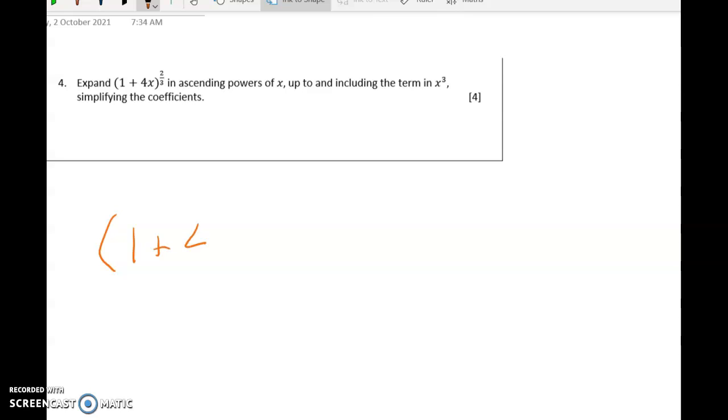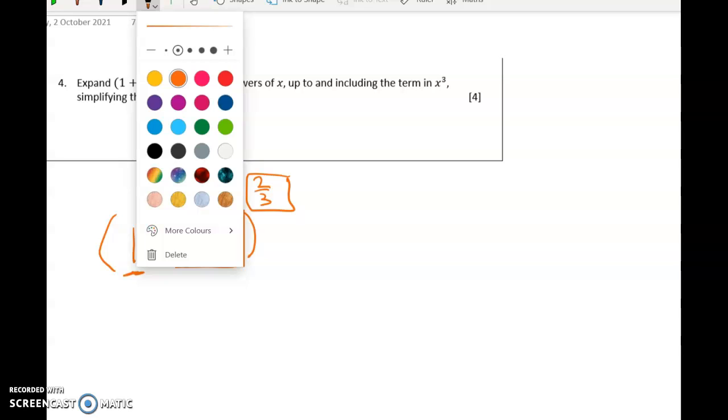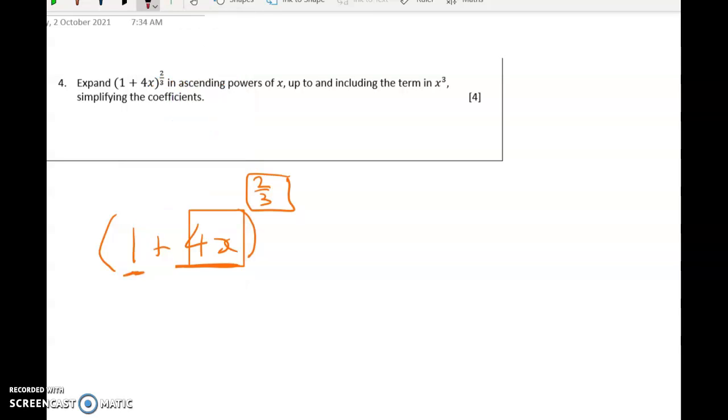So we've got (1 + 4x) to the power of 2/3. This is good. We've got a 1 plus here, and then we've got a block here. That's going to be my x in the formula, and this is going to be my n in the formula. So we can pretty much just get on with this one. You can have your formula sheet with you, but you shouldn't need it at this stage of the year.